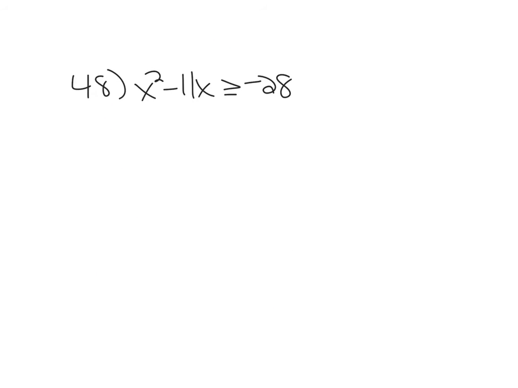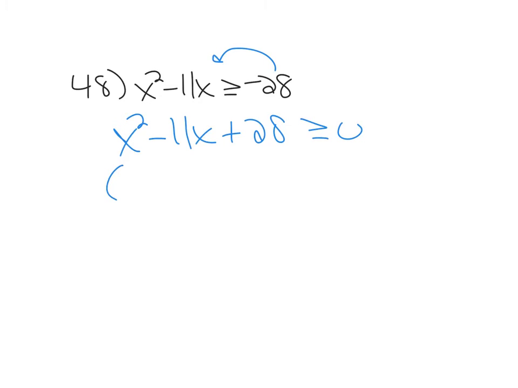Same thing here. First step, let's move the 28 over. So I have x squared minus 11x plus 28. All right, I need to factor that. So I need factors of 28 that give me -11. That's going to be x minus 7, x minus 4. You've got to be able to do the factoring. Now, figure out what your zeros are. What makes it 0? +7 and +4 do.